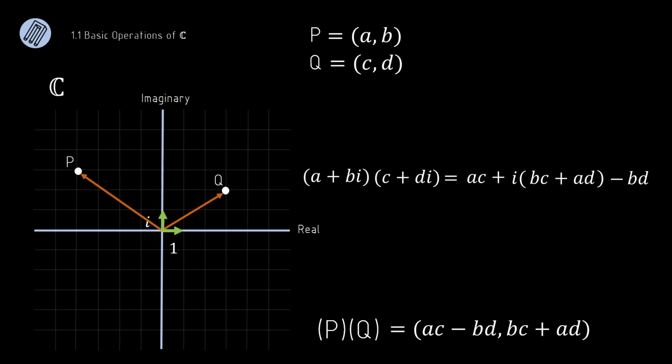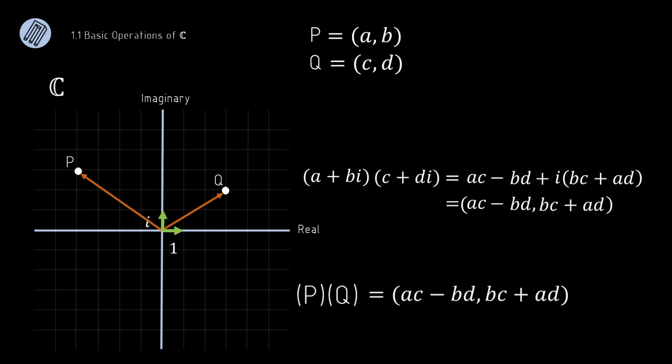The expression we have can be simplified by combining like terms, and notice, if we convert this notation back into our ordered pair notation, we get the exact same thing as what I defined complex multiplication to be. ac minus bd is the real part, and bc plus ad is the imaginary part.